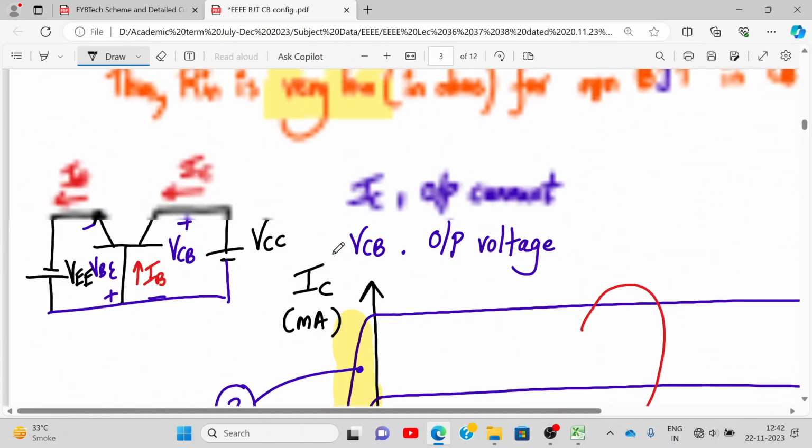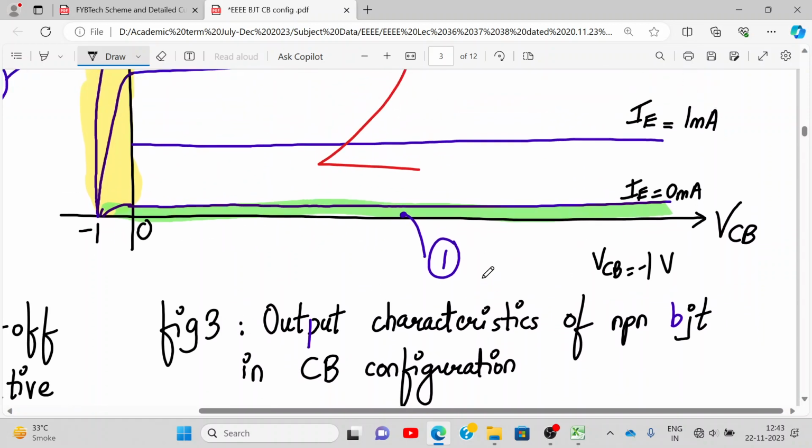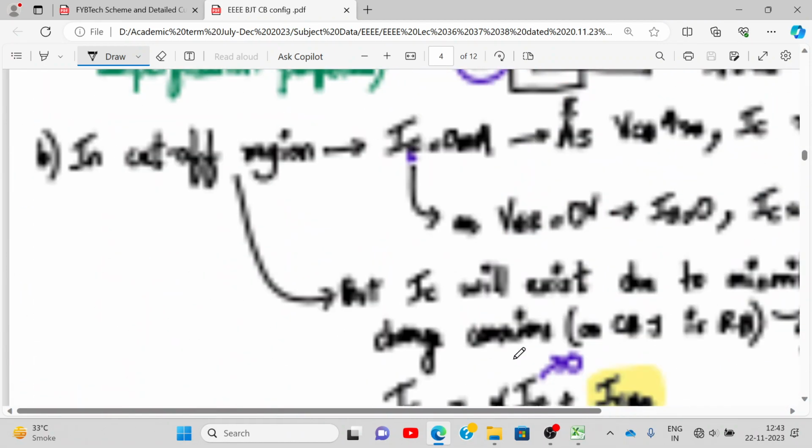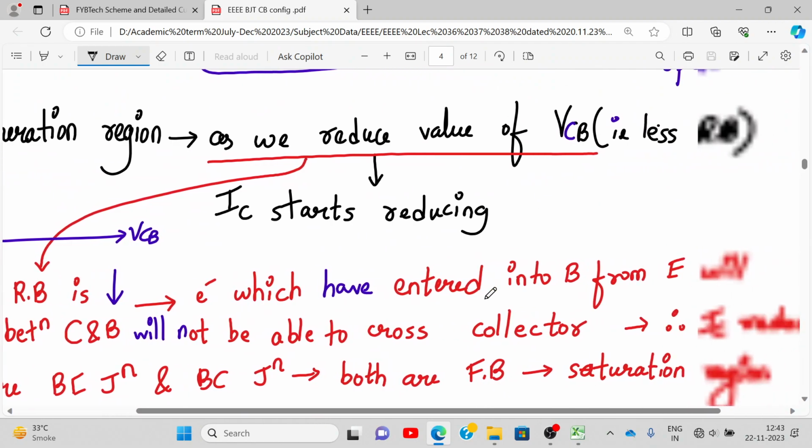Ye dekho. VCB is becoming -1, right? Okay, collector base junction is becoming -1 over here, and base collector junction should be reverse bias, na? तो ये तो forward bias हो गया ना? So VC is what? +1. इसका मतलब forward bias. Yes, understanding? So this is all about your common base configuration.